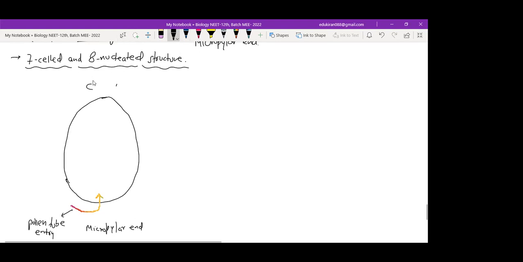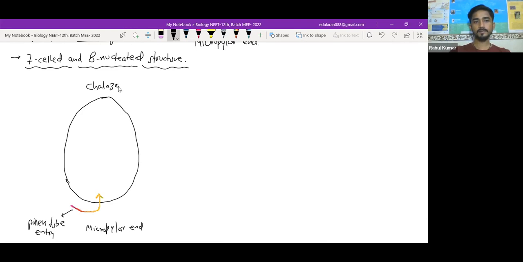And the other side is known as the chalazal end. Towards the chalazal end, there are 3 cells which are present, each having 1 nucleus. So 3 cells and 3 nuclei, and these 3 cells are called antipodal cells. So we are done with 3 cells and 3 nuclei.